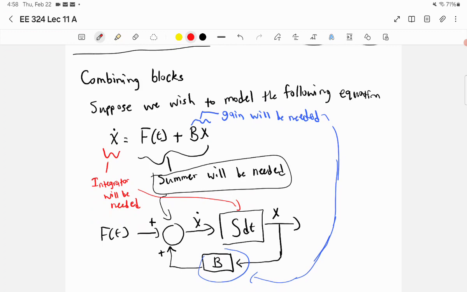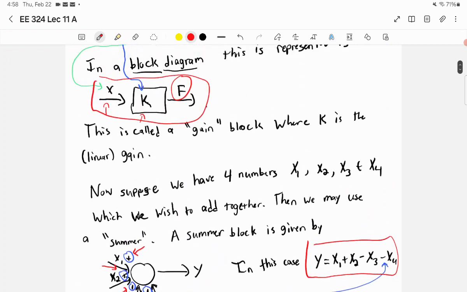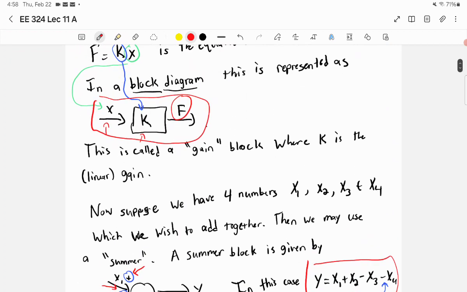So let's do an example of combining some blocks. Suppose I have this equation, x dot is equal to f of t plus b times x. Well, immediately we should be able to see that b times x is going to give me a gain block, right? Because we were talking about gains up here. This was a gain block.